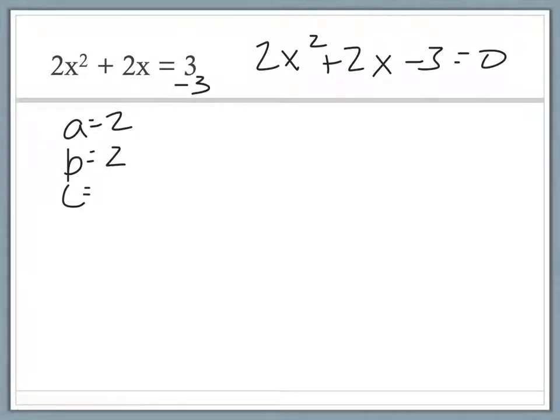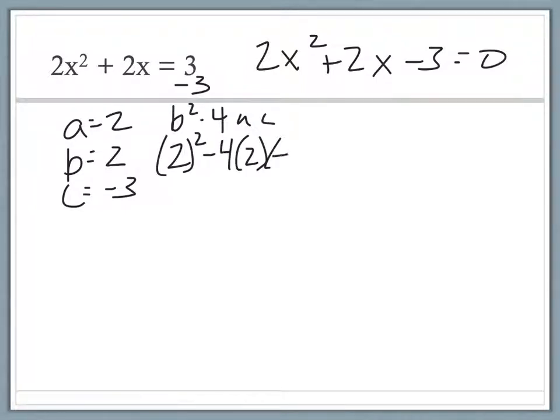And my c is going to be a negative 3. Let's go ahead and find the discriminant now. So b squared minus 4ac. I'm going to write that down. So b squared is 2, so 2 squared minus 4 times my a, which is 2, times my c, which is negative 3.